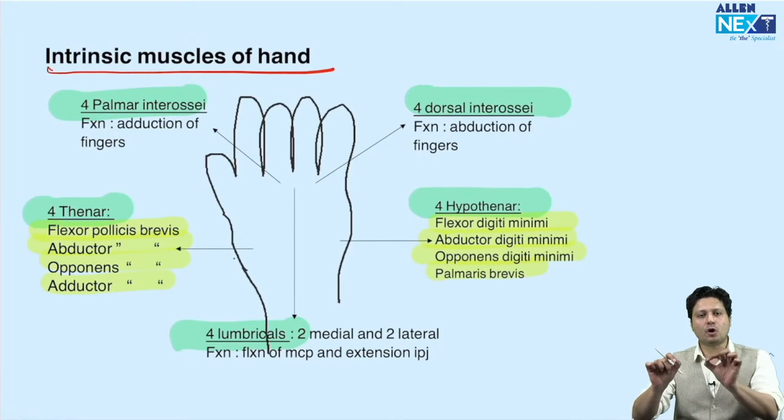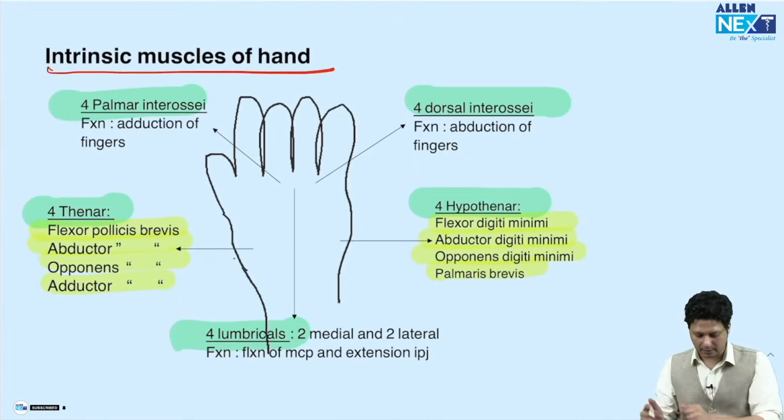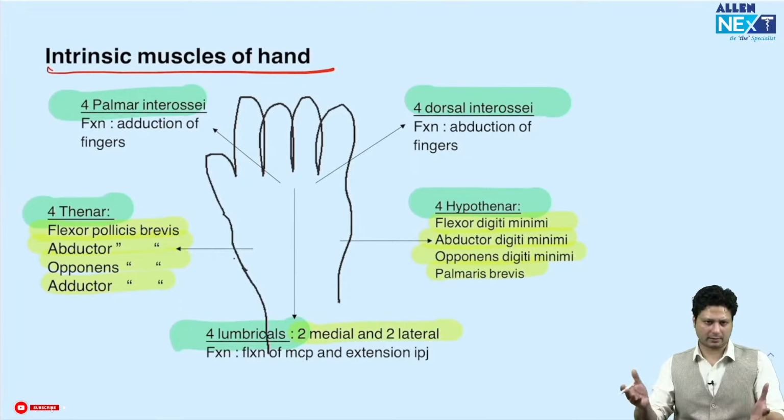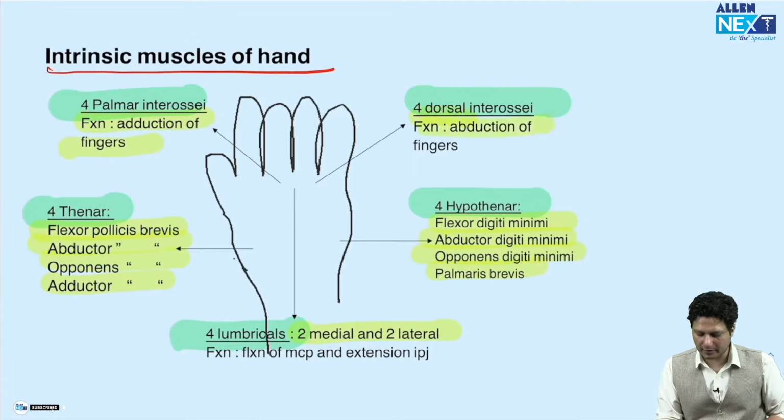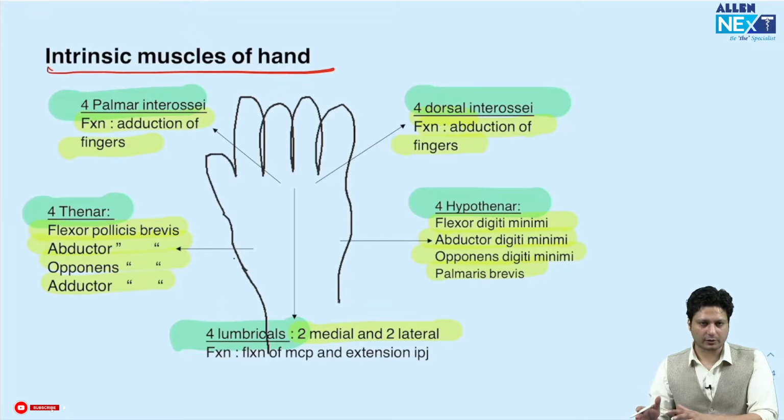As far as the lumbricals are concerned, they are not named muscles. They are just numbered muscles, like 2 medial and 2 lateral. You are dividing them into 2. Similarly, the interossei are just numbered muscles, responsible for adduction and abduction of the fingers: the palmar interossei and the dorsal interossei. So these are the muscles in each group.